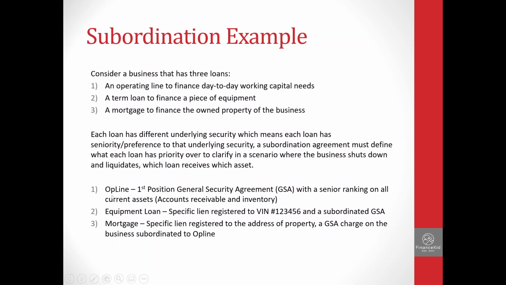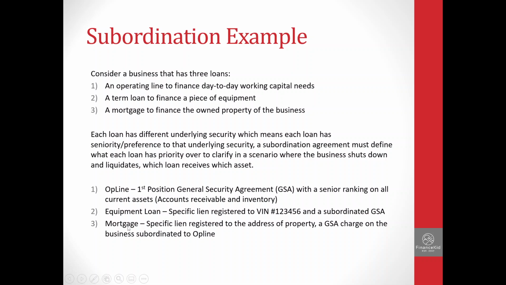So just summarizing it here, and just to talk in the lingo, the operating line is going to have a first position general security agreement, GSA, with a senior ranking on all current assets, so accounts receivable and inventory. The equipment loan is going to have a senior position and a specific lien registered to the VIN number, 1.23456 or whatever, for this car or this truck or whatever, and they're going to have a subordinated general security agreement on all other things.